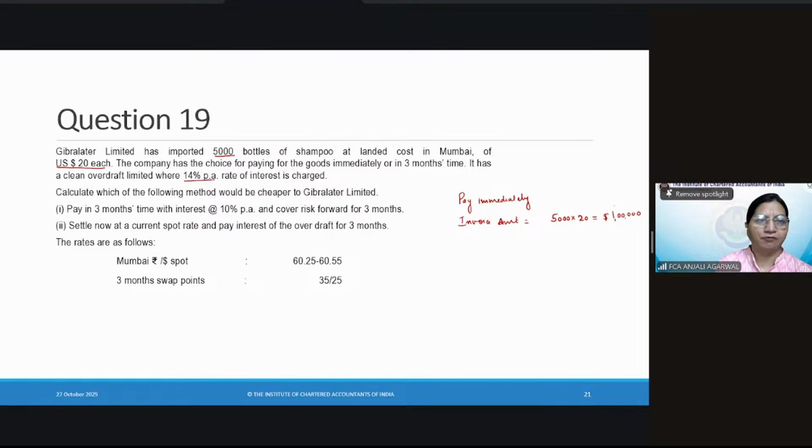Clean overdraft limit of 14% per annum rate of interest is charged. Calculate which of the following methods would be cheaper. Option 1: pay immediately $1 lakh, or pay in 3 months' time with 10% per annum interest and cover the risk in forward for 3 months. Option 2: settle now at the current spot rate and pay the interest on the overdraft for 3 months. So let's take option 2 first.